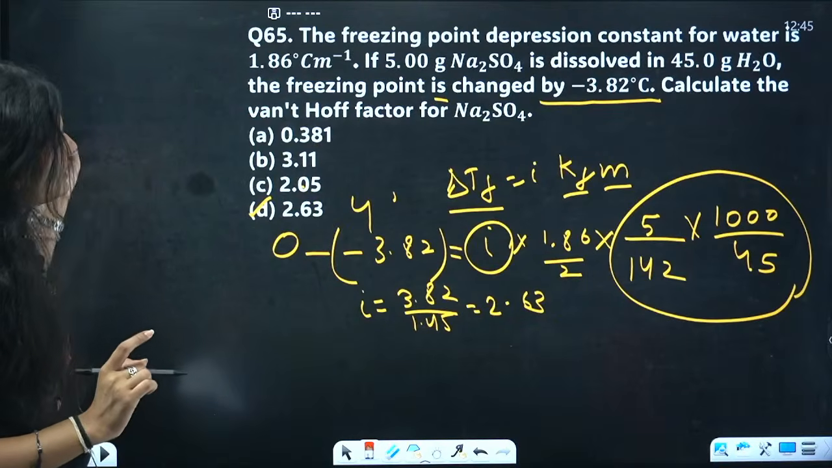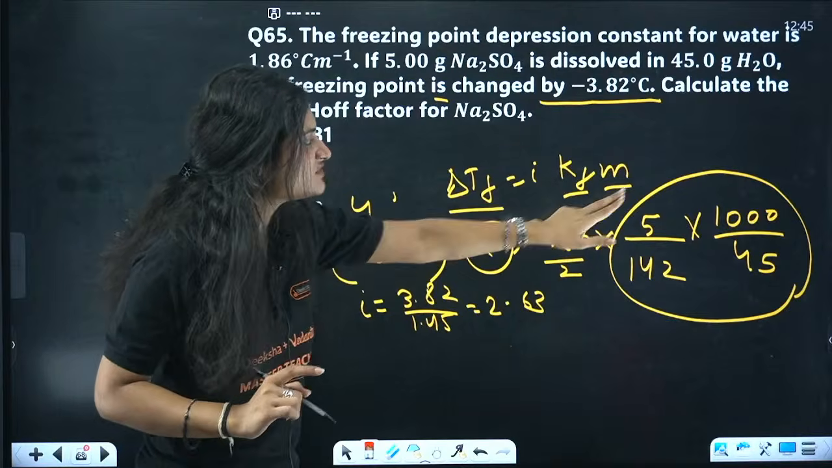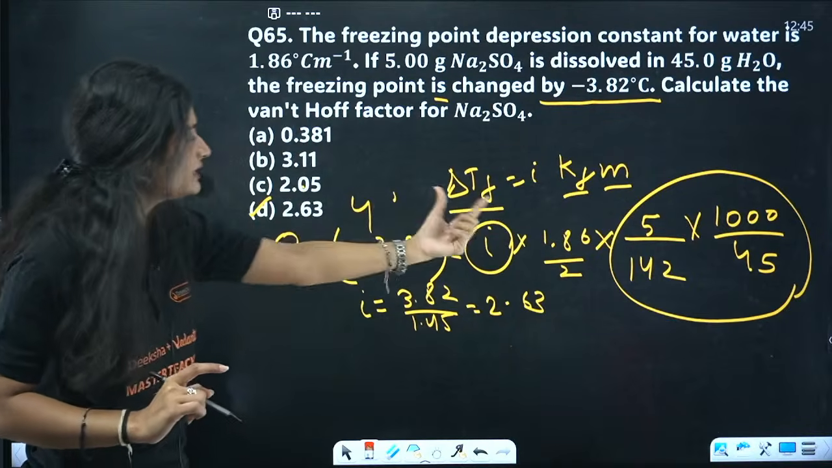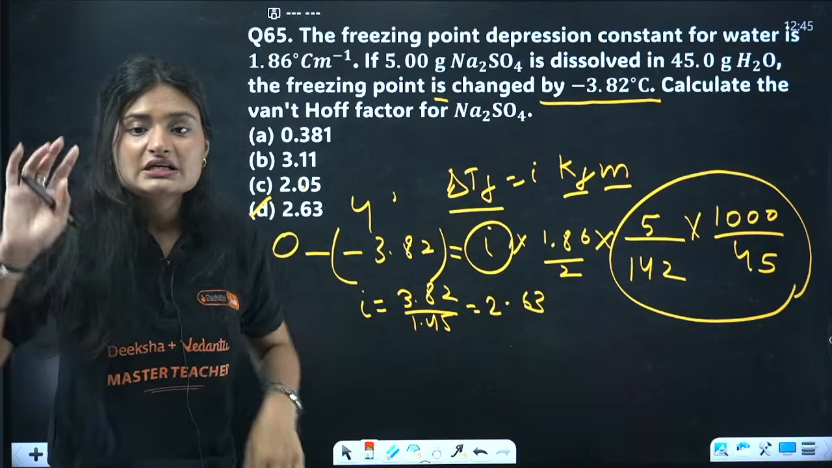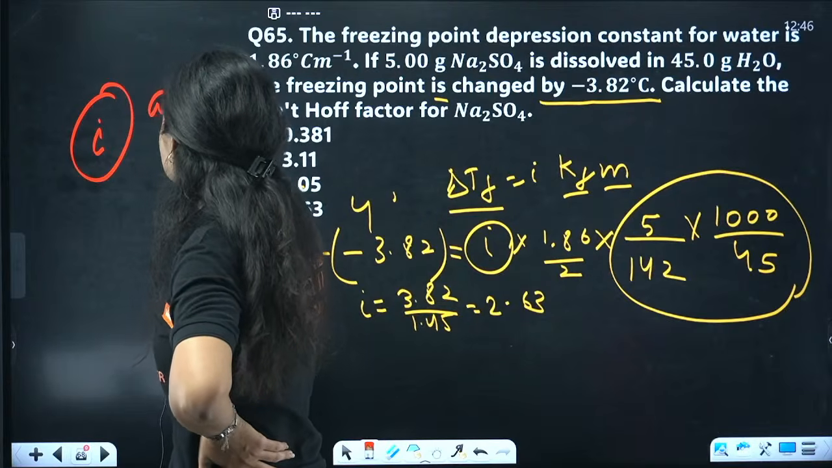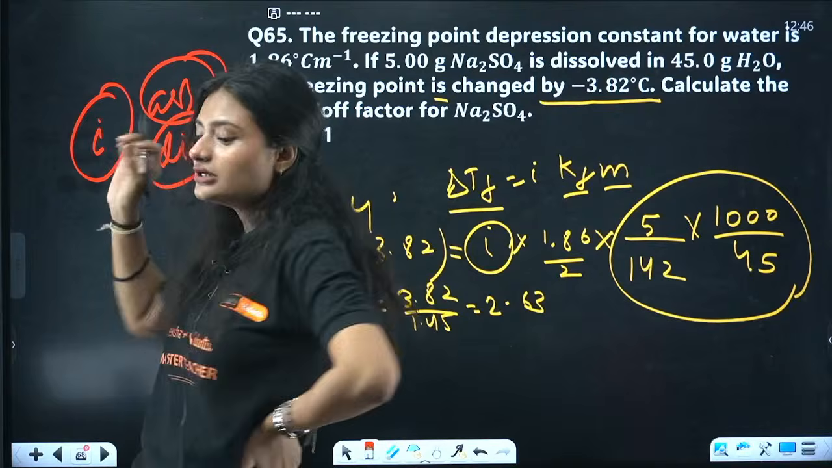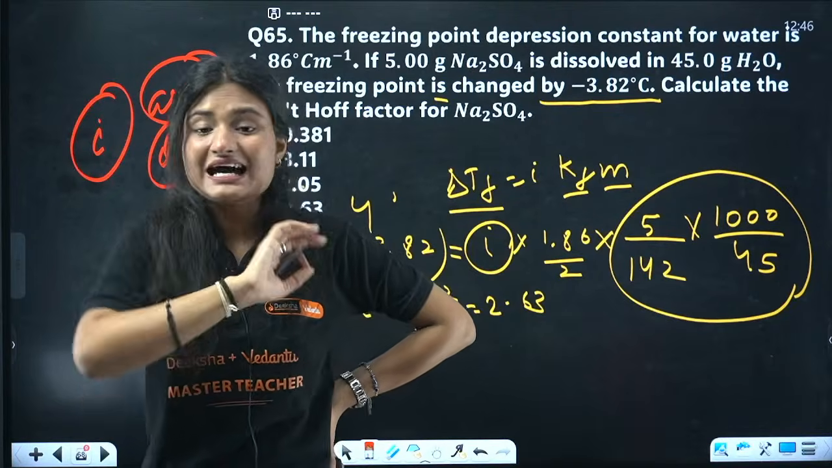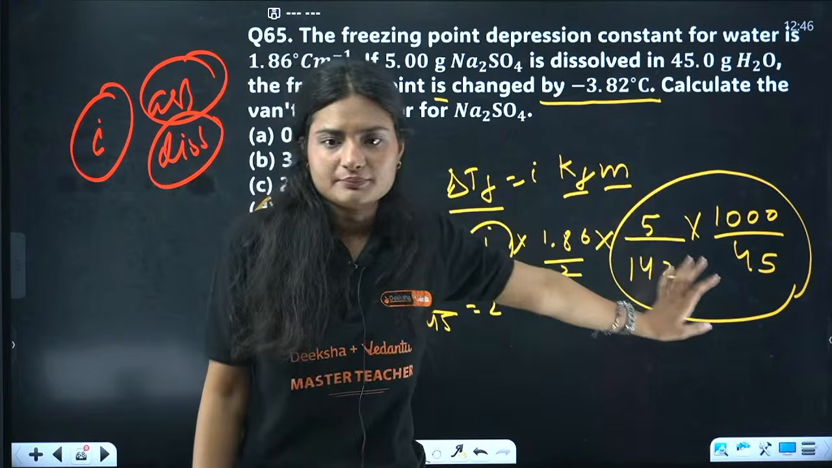Okay, next question again. You have to calculate delta TF equals i KF m. KF is given to you, molality data is also given to you, delta TF is also given to you. You just calculate it. We will use i only in two cases, whenever you have association or you have dissociation. Whenever association or dissociation is written in your question specifically; otherwise you do not use it. You simply use delta TF equals KF m.